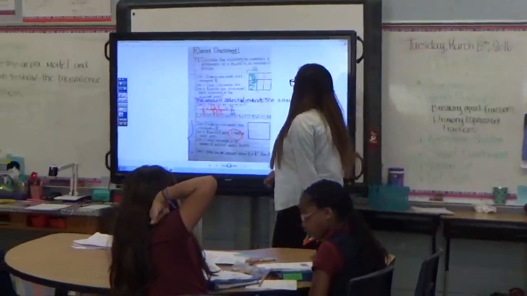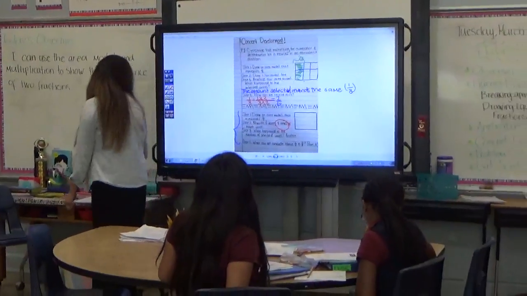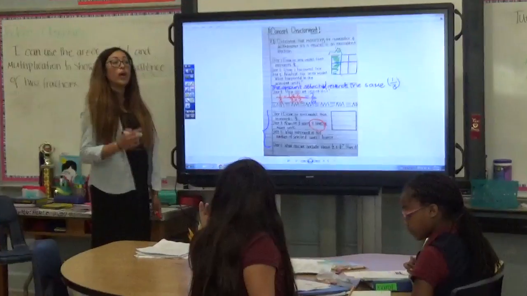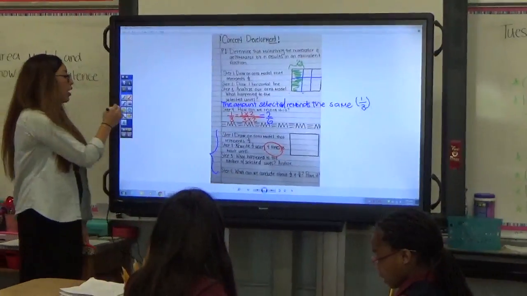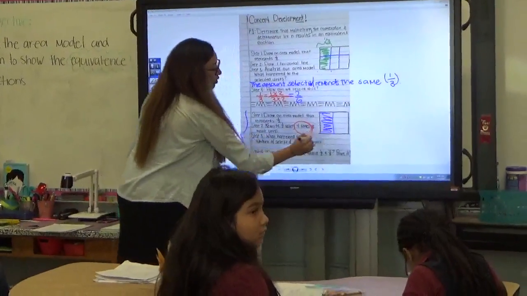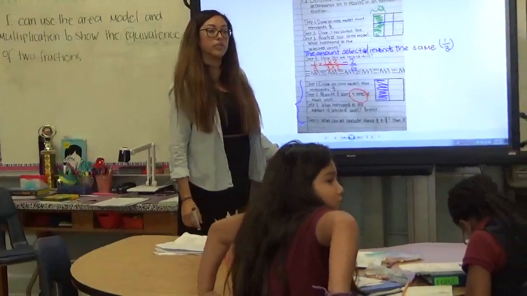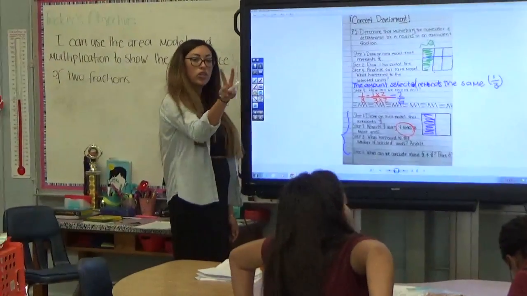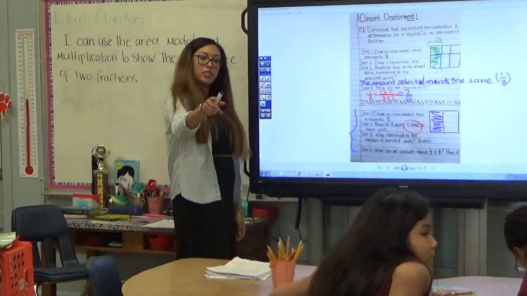How many columns did I need at first? 2. 1/2. Create 2 columns, 1 is shaded in. I said how many columns I needed at first, and then she said 1/2. So I said that 2 columns at first. Yeah, Amethyst and Jamon said that.